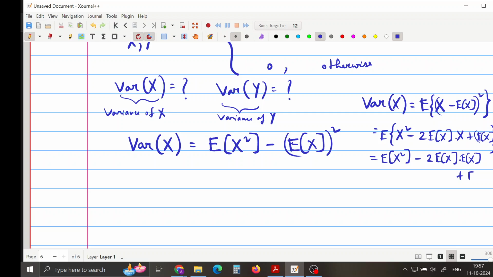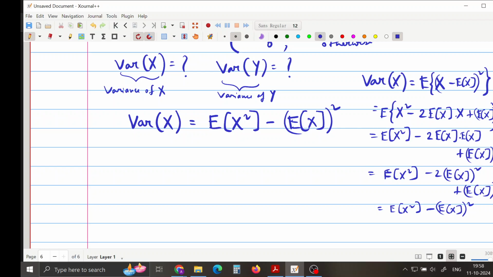So it's the same thing even if you take its expectation. So this is expectation of x squared minus twice expectation of x squared plus expectation of x squared. So this is nothing but expectation of x squared minus expectation of x squared. This is exactly what I have used here.